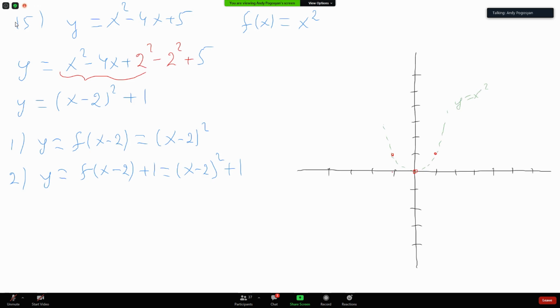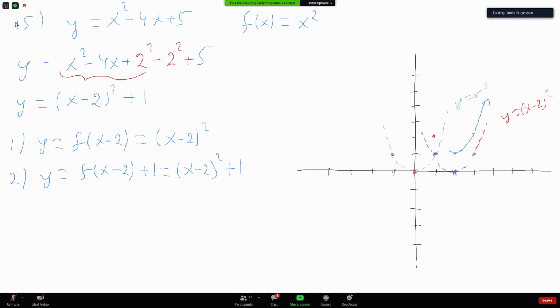So 2 units to the right. Let's see. So 1, 2 goes here. 1, 2 goes here. 1, 2 goes here. So this would be your graph y equals (x minus 2) squared. Then 1 unit up. So each of these points should go 1 unit up. This is here, this one is here, this one is here. That would be your final answer.